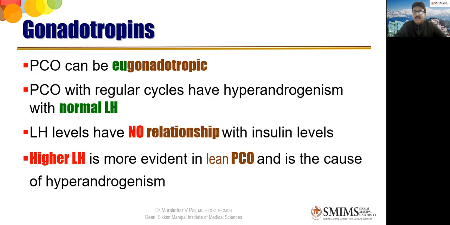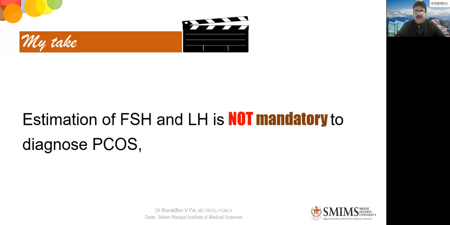So with all these points, estimating FSH-LH to know whether the ratio is altered or not is not mandatory. What's my take? I have also reiterated here, estimation of FSH and LH is not mandatory to diagnose PCOS. You may do it. Once you diagnose PCOS by other means, in a case of infertility, you may want to know what the FSH is so that you can adjust the dose of FSH. If it is very high, you may cancel the cycle. Similarly, if the LH is very high, you may want to wait for a couple of months by either giving OC pills or by giving GnRH agonist. So for that purpose, you may estimate FSH-LH, but not for diagnosing PCOS.